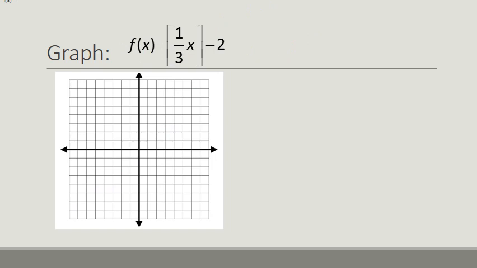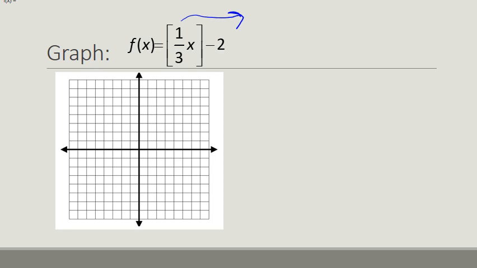All right. So f of x equals the floor of 1/3 x, minus 2. Remember that this is a horizontal stretch by the reciprocal, so by a scale factor of 3. So we're going to go down. Actually, let's go back. Well, the last one, the domain and range, was still going to be the same. It was going to be all real numbers for the domain, and it was going to be the integers for the range.